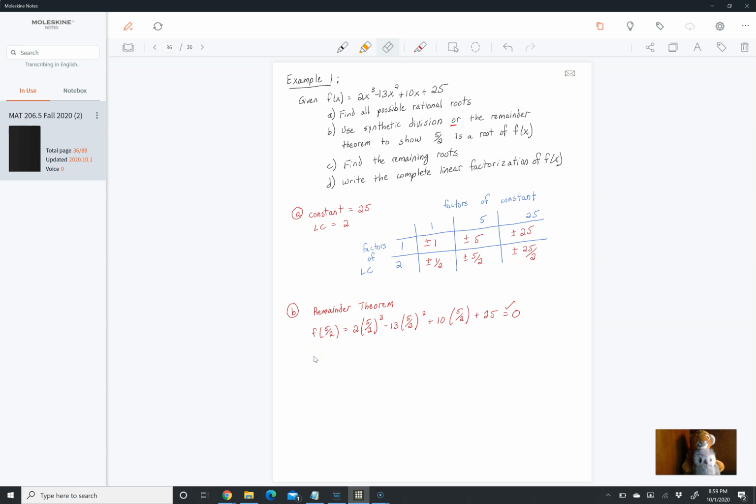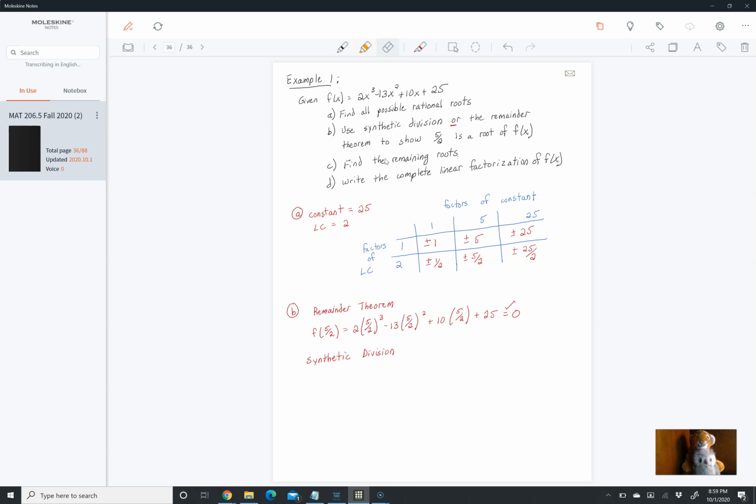Let's do synthetic division. And actually, the advantage of doing synthetic division is that you're going to have to do it anyway to find the remaining roots. There are multiple ways that we could find the remaining roots, but the most efficient way is to use synthetic division. And this is why, even though everything can be done using long division, and you can do it using long division too, by the way, synthetic division is much faster.